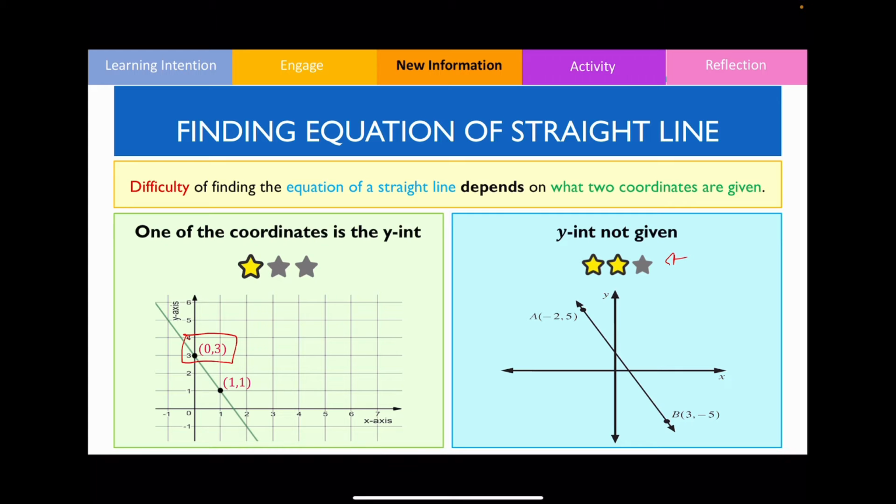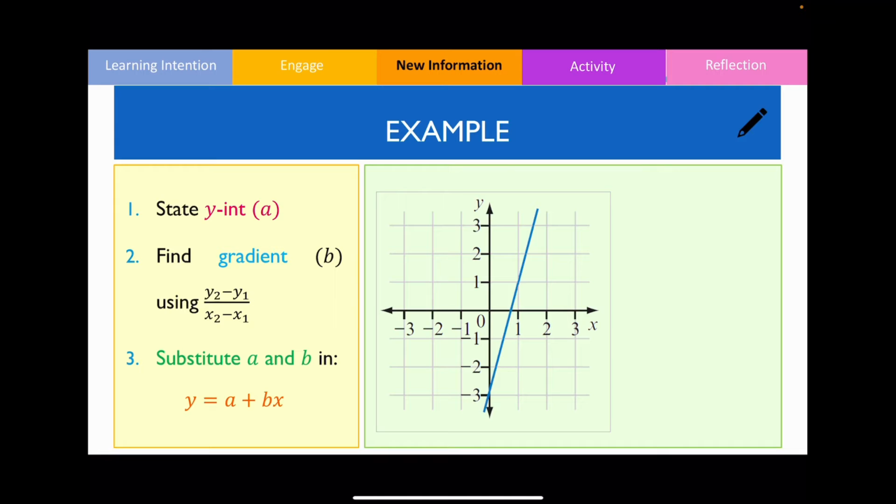So let's look at the very first example where one of the coordinates is equal to the y-intercept. What you're going to be doing is following these 3 steps over here in order to get the equation. So step 1 says, state what our y-intercept is. Now in this case over here, by reading off the graph, we can clearly see that the y-intercept is going to be equal to -3. So I'm going to write a is equal to -3.